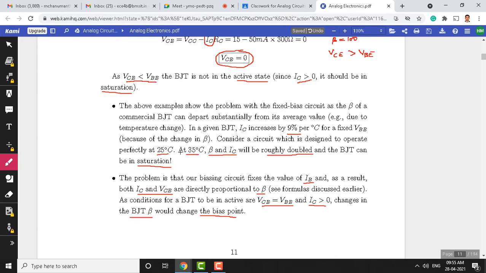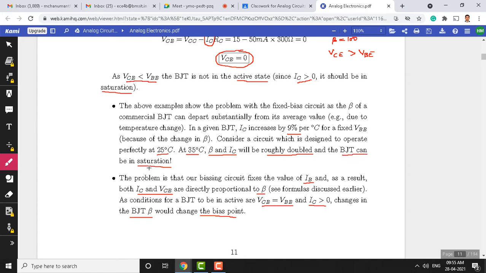Even though the bias circuit is the same, because of the change in temperature from normal room temperature to, say, summer, which is 35 degrees Celsius, look at the value of beta and IC. Beta and IC roughly get doubled. Even though initially you design with a fixed beta, the gain varies and the DC collector current also changes. That means the BJT will no longer be in the active mode, it will move into the saturation mode here.